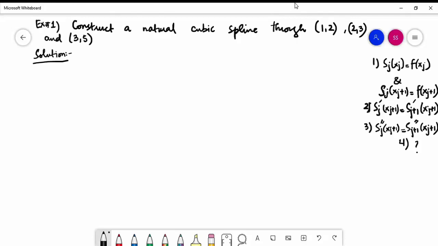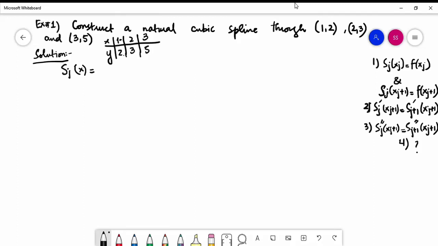So first of all I will construct the x points. X points are 1, 2 and 3, and y points are 2, 3 and 5. Okay, so first of all I would write what is Sj of x, the general polynomial. So how many splines do we have? We have only 2 splines.